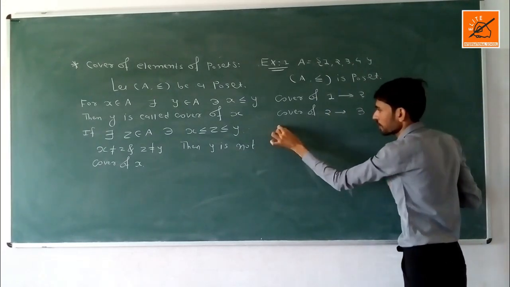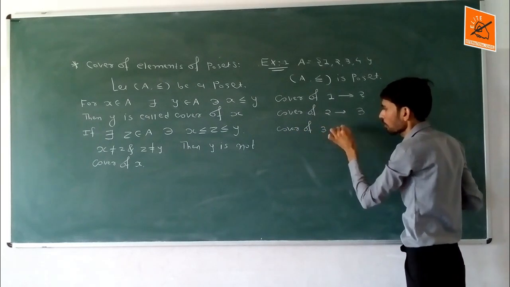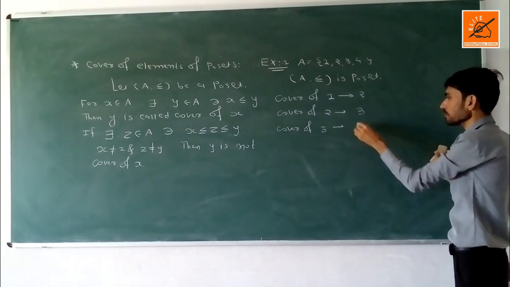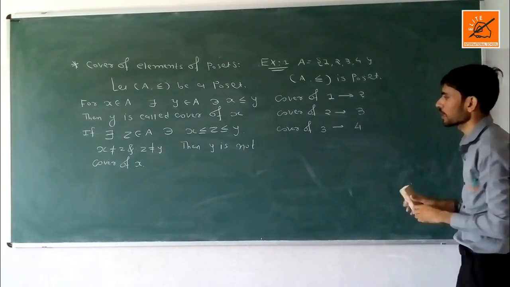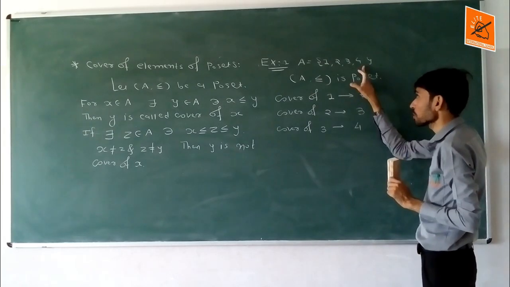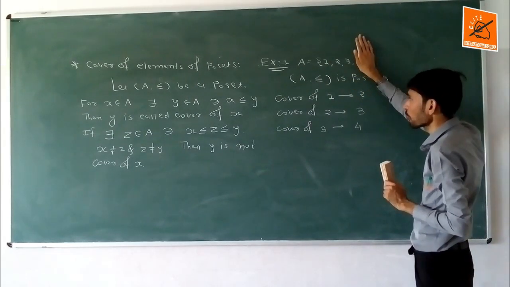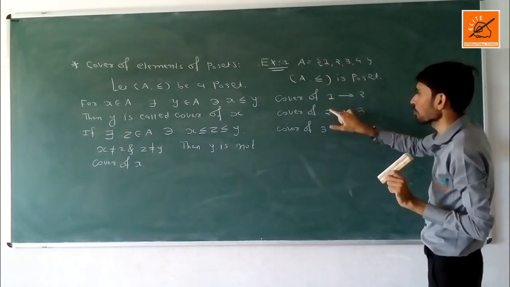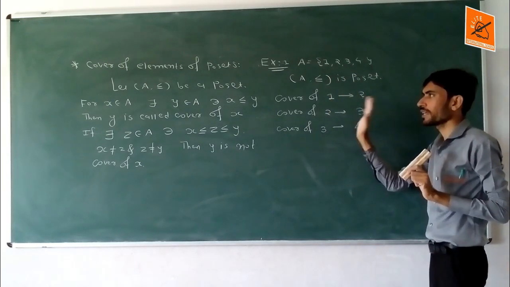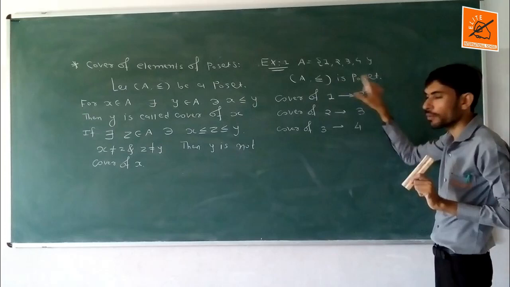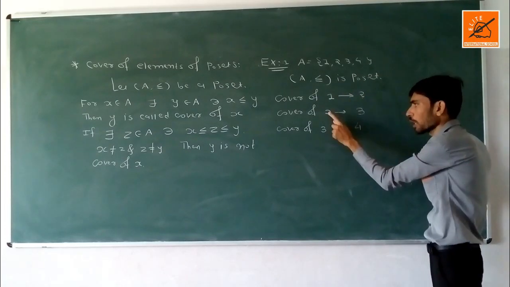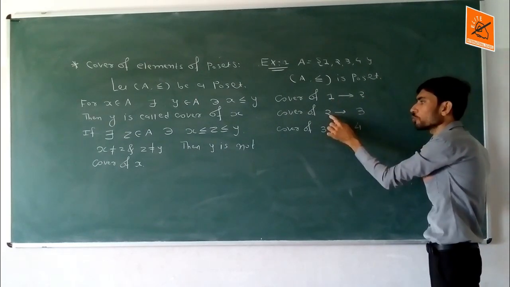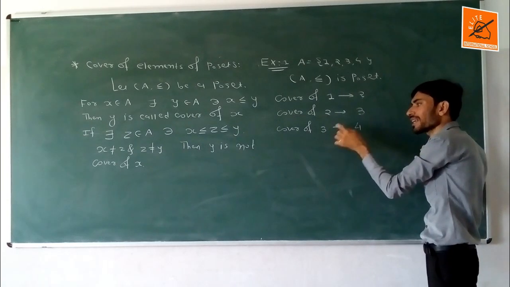Now we will find the cover of 3. And 3 is only related with 4. 3 is less than or equal to 4, so the cover of 3 is 4. And here we do not find the cover of 4 because 4 is not related with any element of set A. So this is the cover of 1, 2 and 3. Cover of 1 is 2, cover of 2 is 3, cover of 3 is 4, because 1 is directly related with 2, 2 directly related with 3, and 3 directly related with 4.